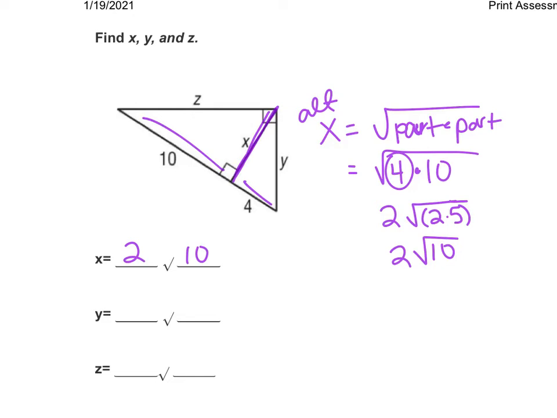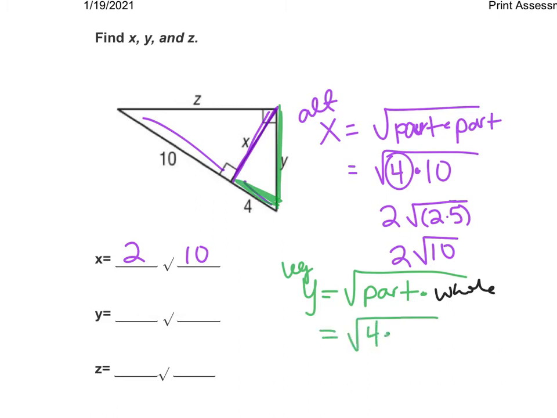Okay. The next one we could say would be y. So y is a leg. That is the part and the whole. Sorry about that. The whole. Okay. So here the part is the leg or the hypotenuse segment that is adjacent to y. So 4 times the whole, which is the entire hypotenuse, 14.